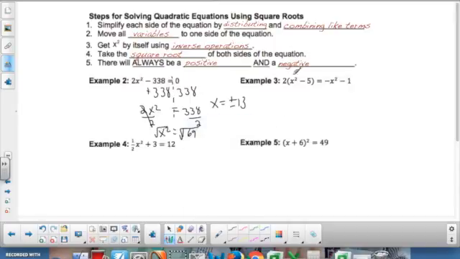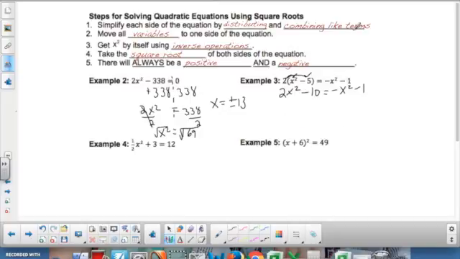Okay, for our next example, we do have some distribution to do, so we're going to distribute 2 to both of these. So 2 times x squared is 2x squared. 2 times negative 5 is negative 10. And then I've still got negative x squared minus 1 over here.